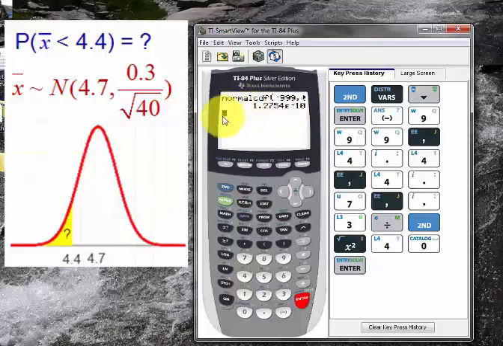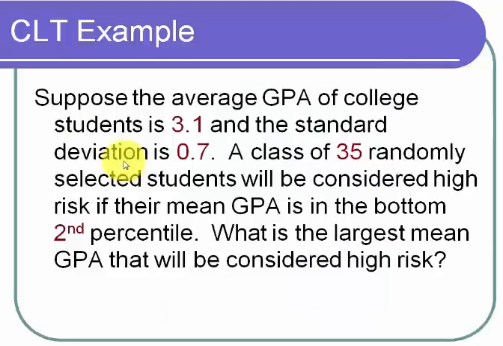So we get 0.9999999991274, which is basically no probability. It would be almost impossible to sample 40 students and find out that their average time to completion and graduation is less than 4.4 years. So now let's go to another example.